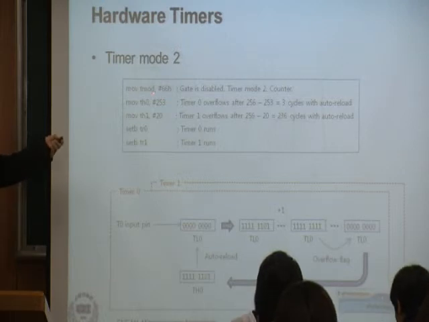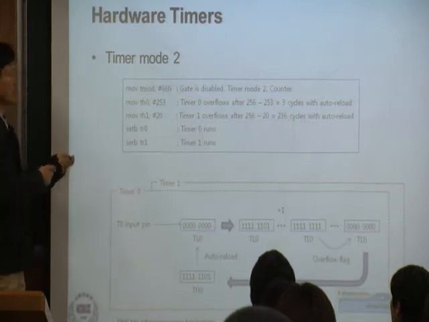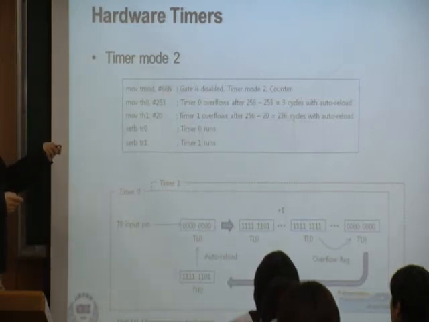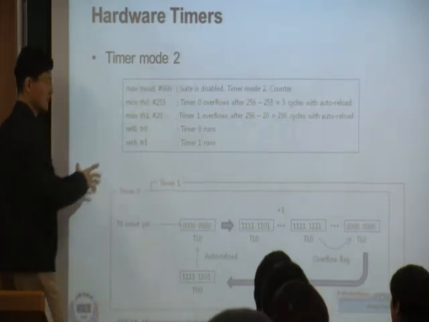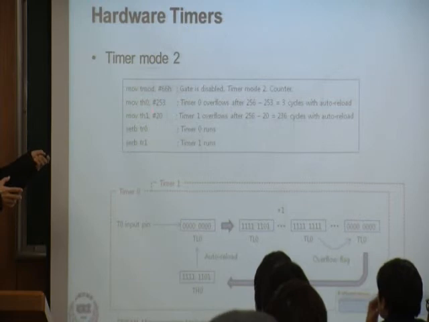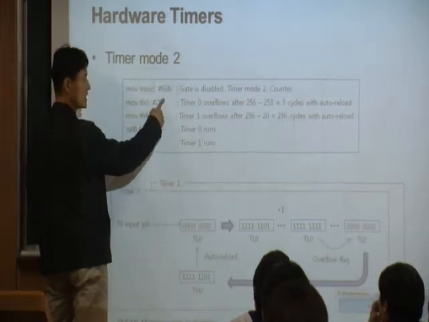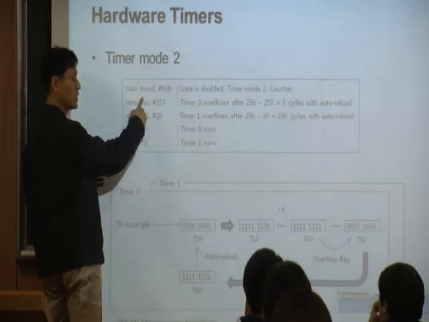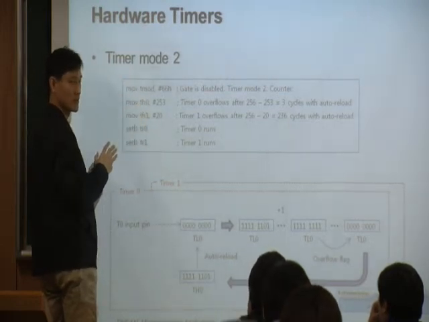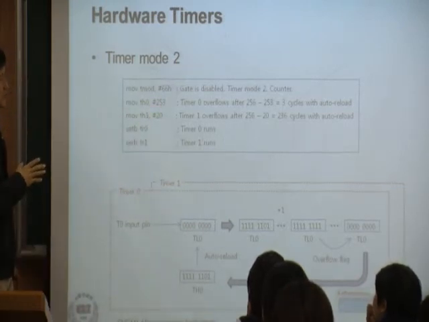You can write the timer mode register with a different value, like 66. Again, 66 means the gate is disabled, timer mode 2, and counter. And you can write it this way. Remember that I'm not programming TL0 and TL1 because you don't have to. Why? Because when you run the timer, this value will be automatically copied to TL0 and TL1. So you don't have to program TL0 and TL1. This is the initial value you want to use for the timer.